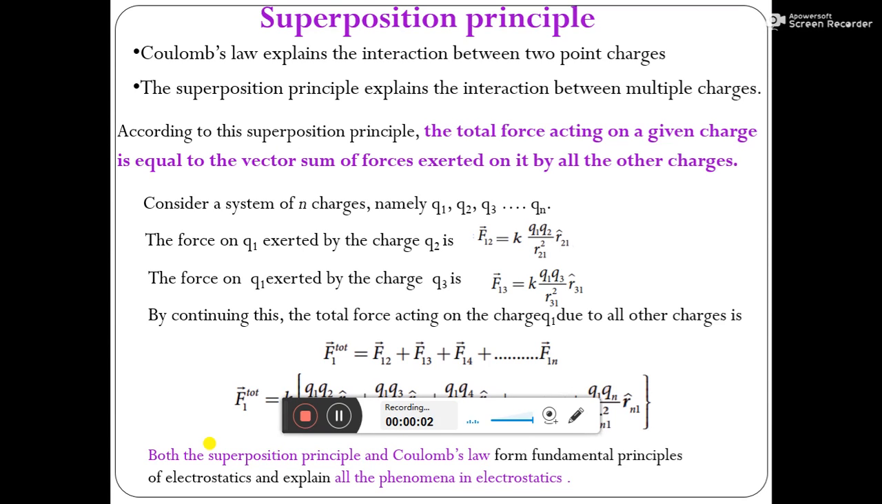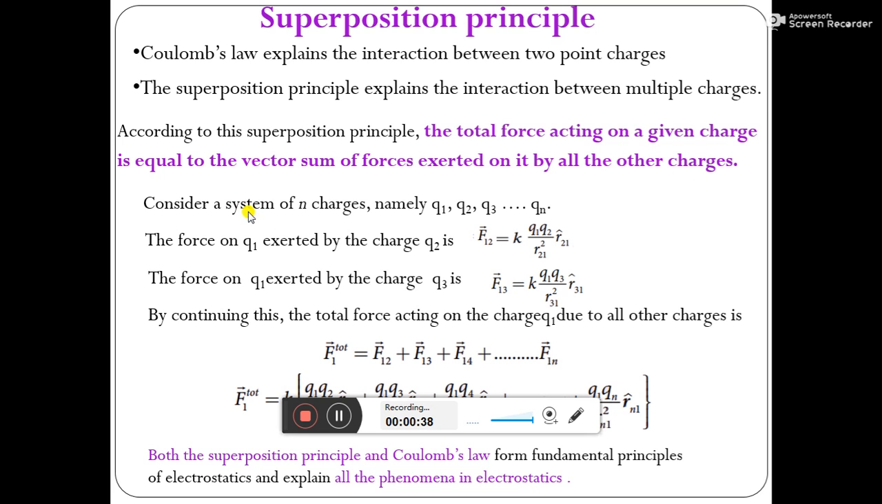The next important principle in electrostatics is the superposition principle. We all know that Coulomb's law explains the interaction between two point charges, whereas this superposition principle explains the interaction between multiple charges. According to this principle, the total force acting on a given charge is equal to the vector sum of forces exerted on it by all the other charges.